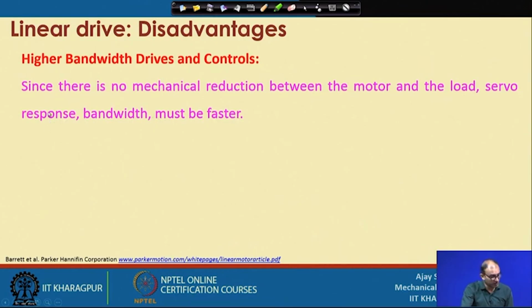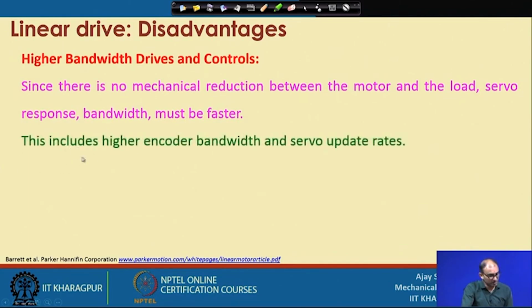So, how fast you are responding to the signal, the way you are switching the power supply, and how much time you require to move these things. Everything should be very fast, and when you make this fast, then heating is also one of the issues. So, this includes the higher encoder bandwidth in the servo update rate.